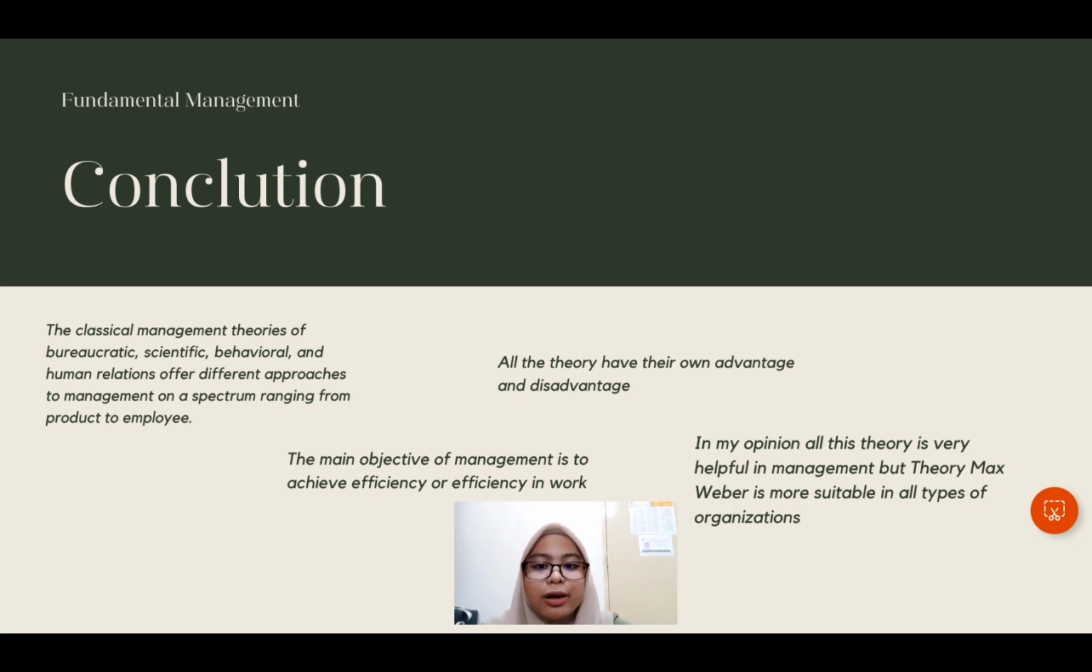In this area, I think the Max Weber theory is suitable for use in management because many organizations use that.